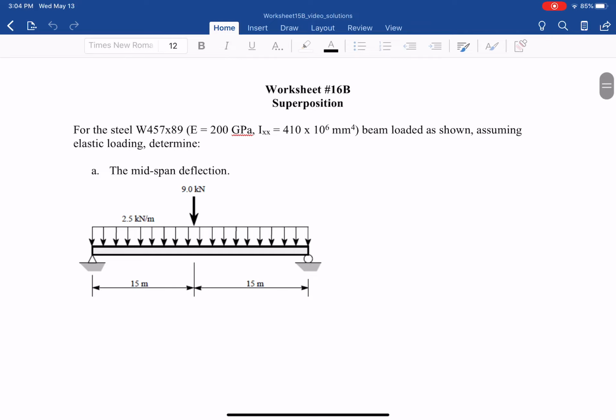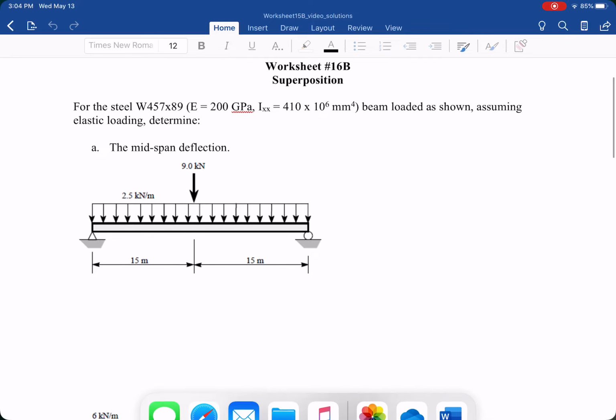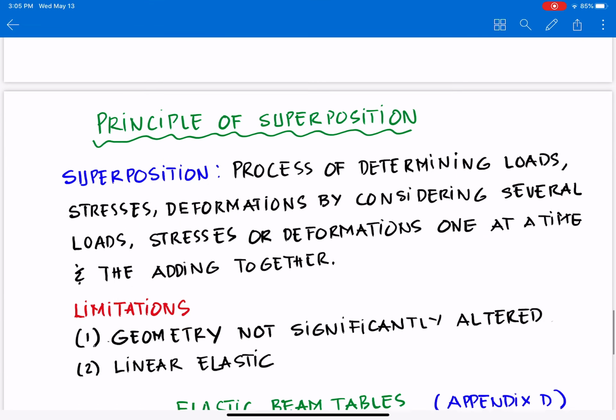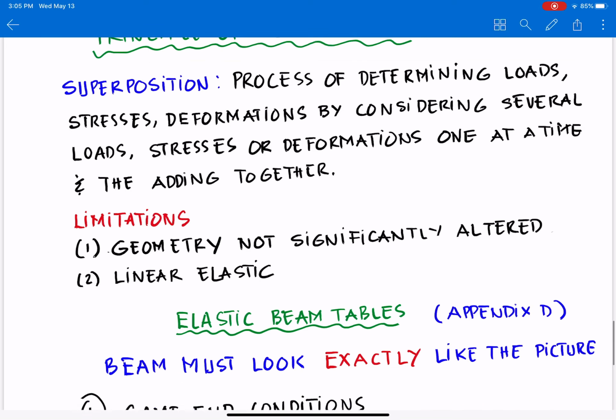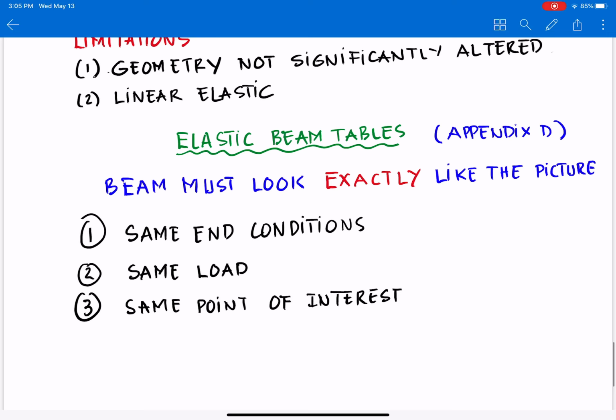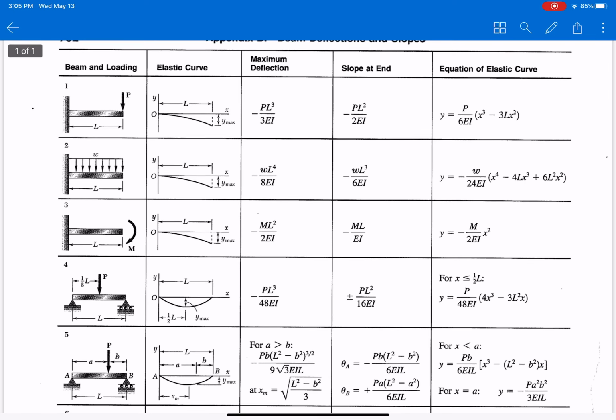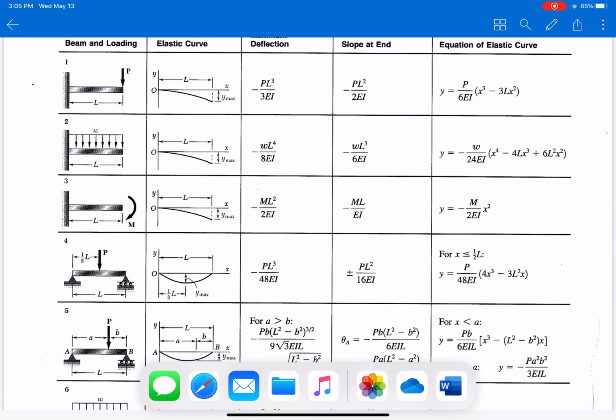So for A, as you can see, go back to review the superposition, and then we go to the appendix. The process of determining load stress, in this case the loads, is one at a time and add them together. Assumption: geometry not significantly altered, linear elastic, which the problem gives us. Use appendix D, which has the same end condition, same load and same point of interest. Okay, so let's go to appendix D here and go back to the problem.